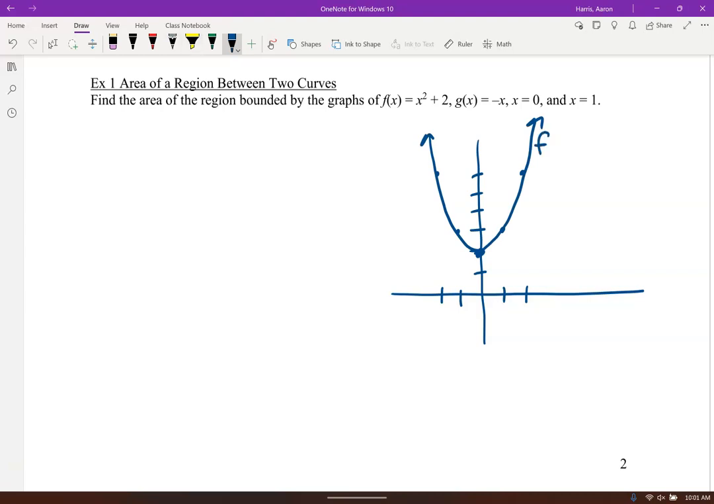Let's go ahead and graph g of x. g of x is negative x. So I've got y equals mx plus b. I've got a slope of negative 1, down 1, right 1.